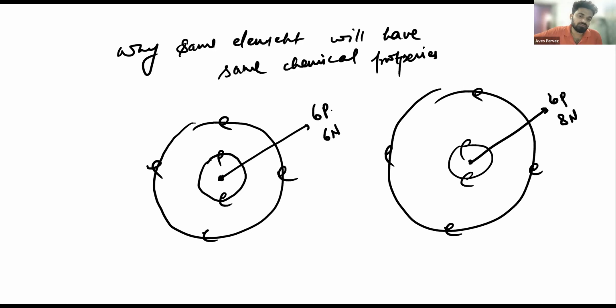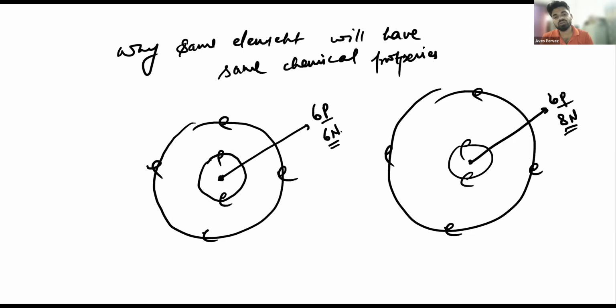Sir, one of my teachers in the school told that the number of protons and the number of electrons are equal in an atom. Yes, they are equal. We are just increasing and decreasing the neutrons. If this is electron, this has 6 protons and this has 6 protons. Both are going to have 6 electrons. E is electron. But here, the number of neutrons may increase or decrease. Got it? Yes, sir.